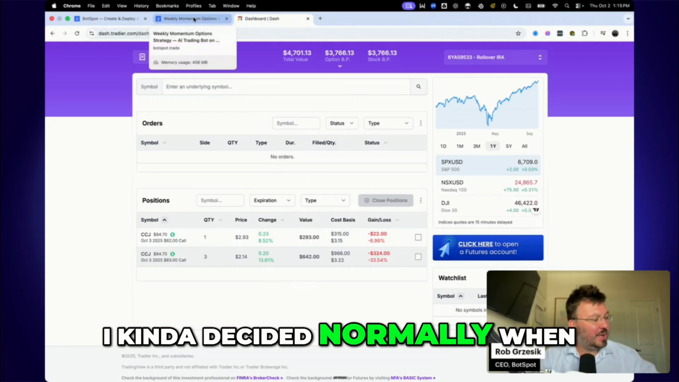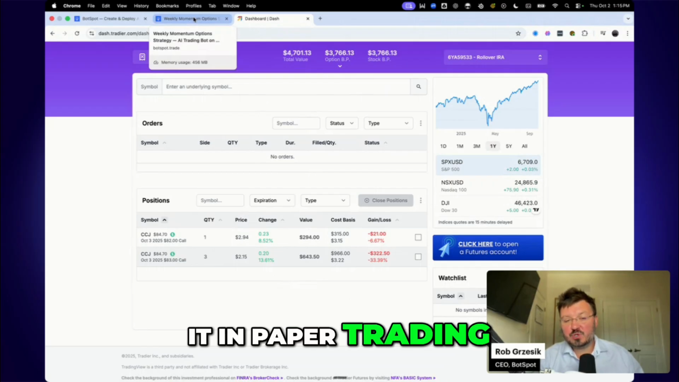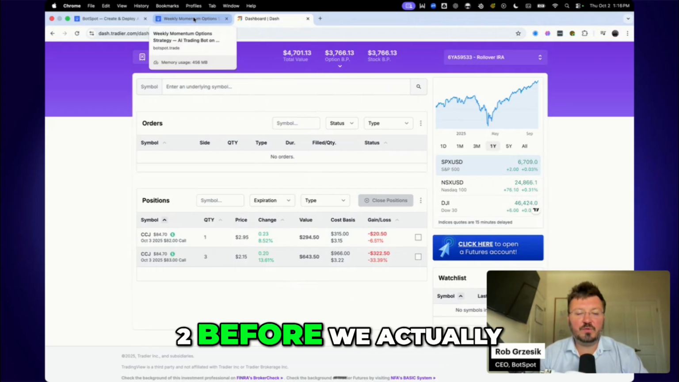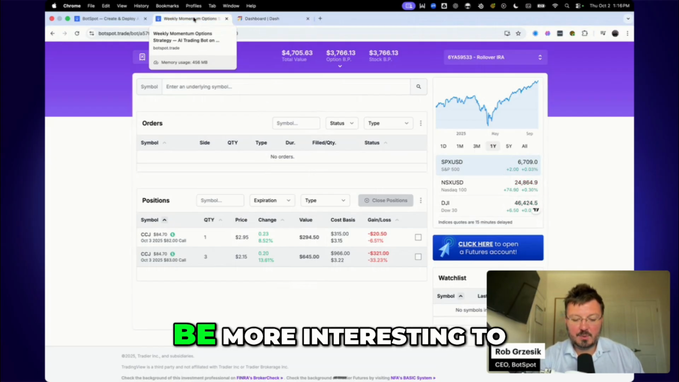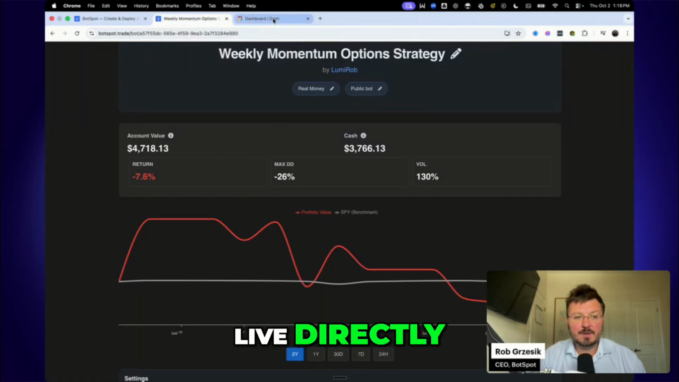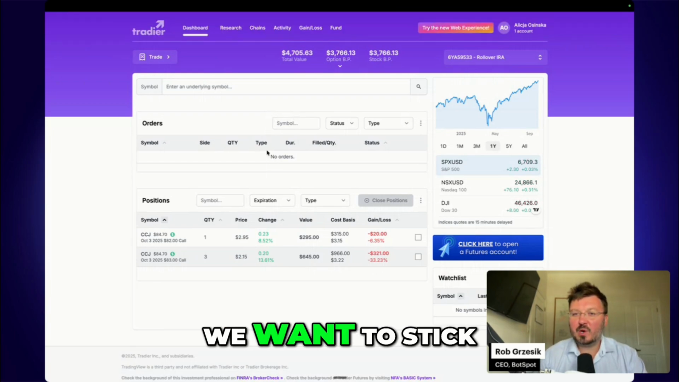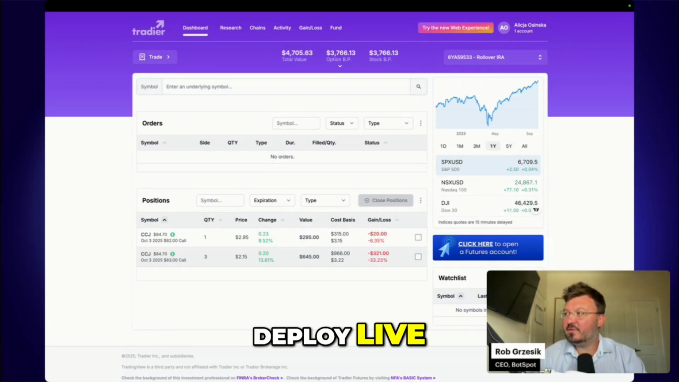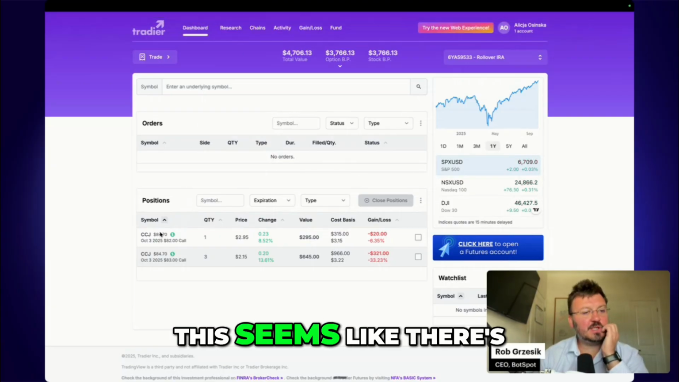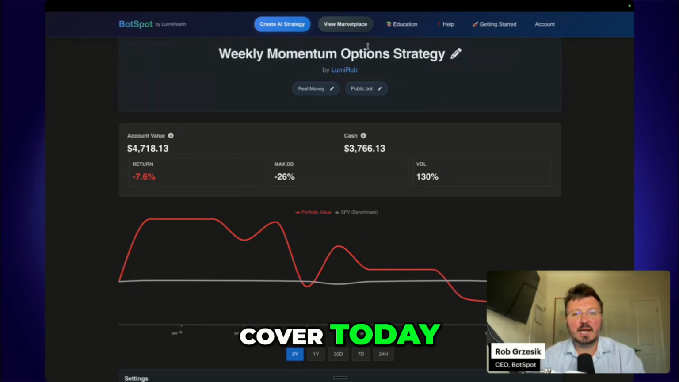Normally when I run a bot, we'll create a bot, we'll back test it, and then we'll run it in paper trading for a week or two before we actually deploy it. That is my usual thing to do. But I thought it'd be more interesting to just take it live directly. So that here is, I think, a good reason why we want to stick to doing paper trading before we actually deploy live. Okay. So this seems like there's some sort of issue here. So I'm going to actually diagnose this. So that'll be one thing that we can cover today.